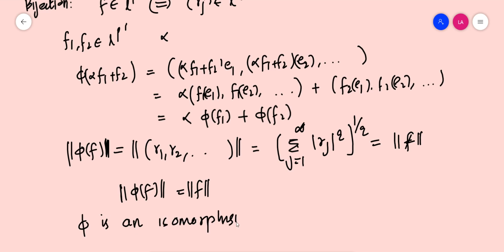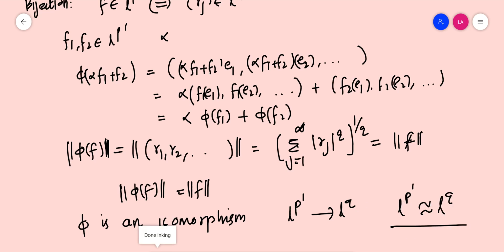So phi is an isomorphism from LP dash onto LQ. So LP dash is actually isomorphic to LQ. So in other words, the dual of LP is actually LQ. So this is what we have done. We have established that the dual of LP is actually LQ.